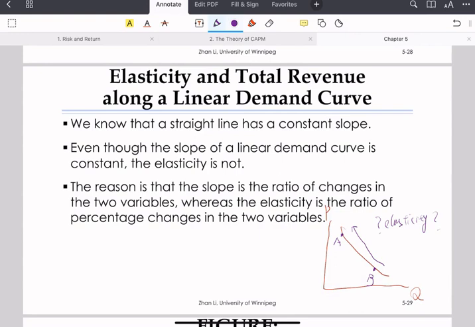Mathematically, it's simple to show this, but intuitively, you can see that slope is defined by rise over run, or the ratio of changes in y versus in x. But elasticity is the ratio of percentage changes. Obviously, the ratio of change is different from the ratio of percentage change. So basically, even if A and B have the same slopes, they should have different elasticities.